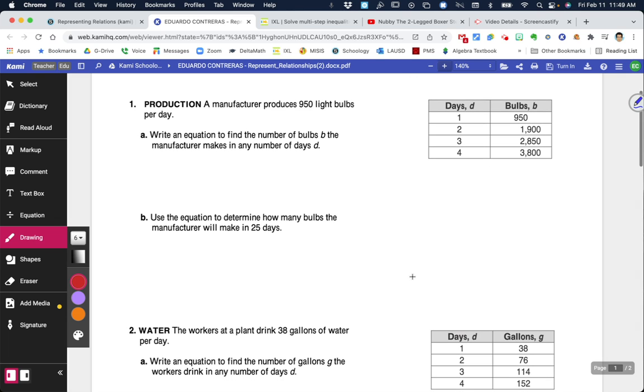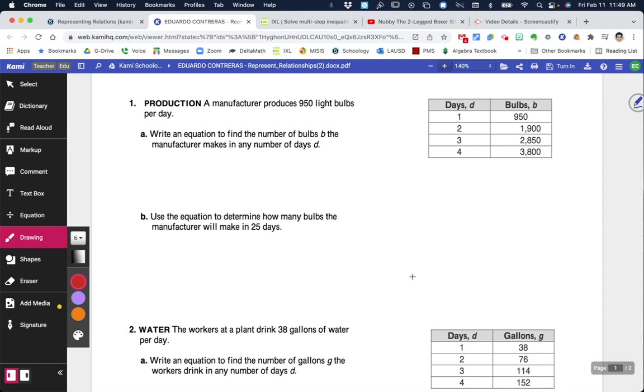Let's look at this first question. It says production. It says a manufacturer produces 950 light bulbs per day. We'll start with part A. Write an equation to find the number of bulbs B the manufacturer makes in any number of days D.